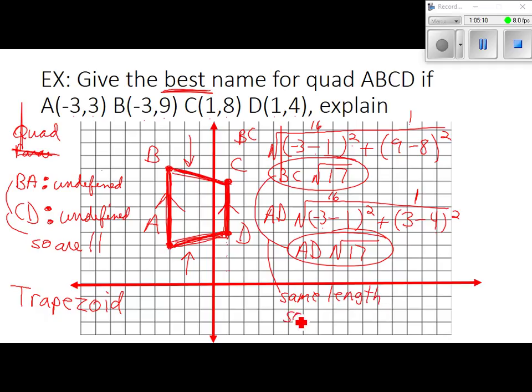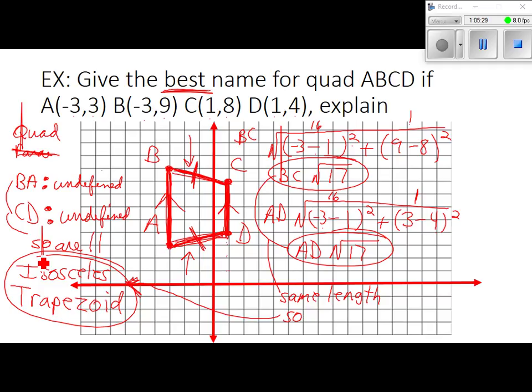So that tells us, since those legs are the same length, those legs are congruent to each other. So that tells us not only is it a trapezoid, but it's an isosceles trapezoid. So the best possible name we can give that shape is an isosceles trapezoid.